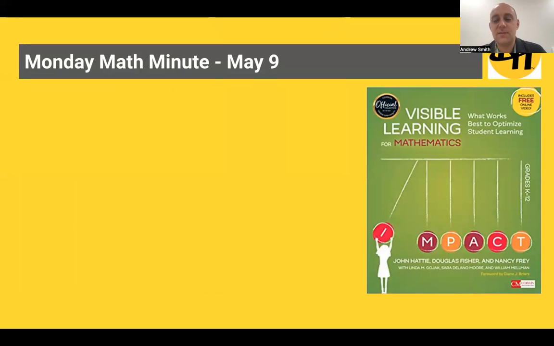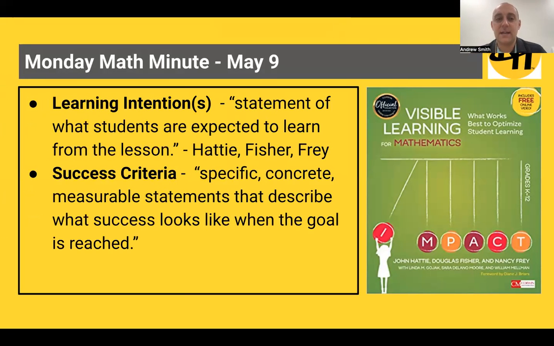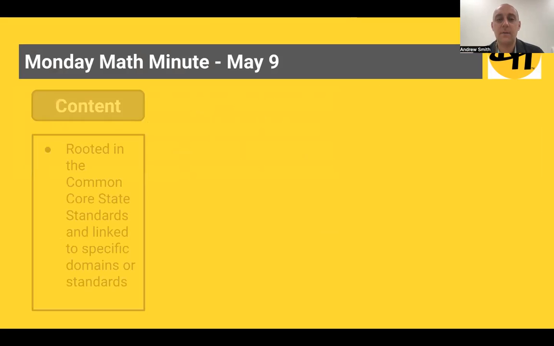All of this is just a simple refresh or resurfacing from Visible Learning for Mathematics. So the learning intention is really like our why. Why are we doing this? And the success criteria is, well, what are we going to do today that's going to specifically show that we can do the why? When thinking about learning intentions and success criteria, keep in mind that there are 4 different types.